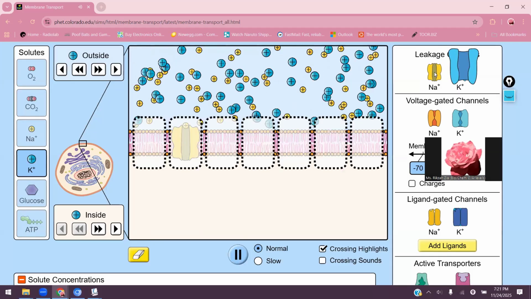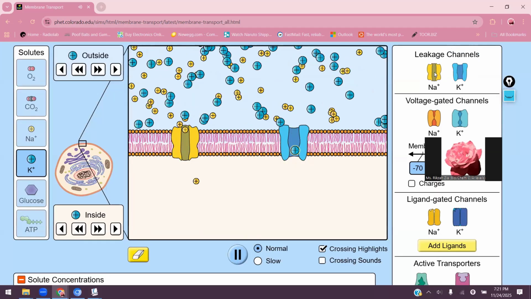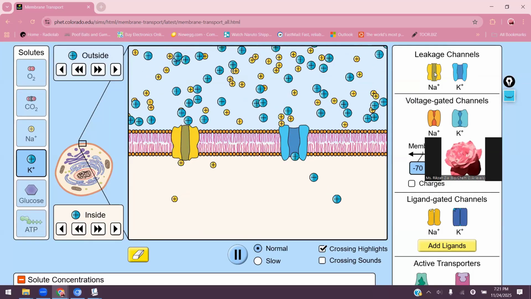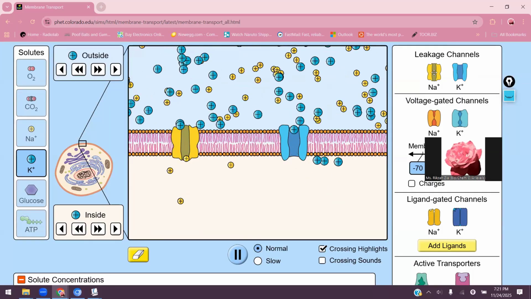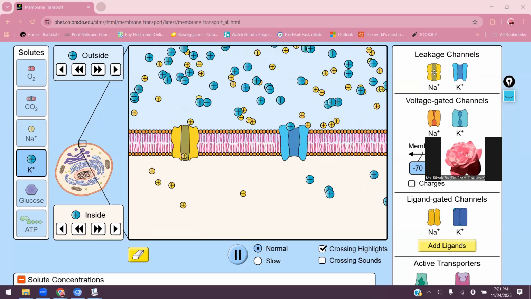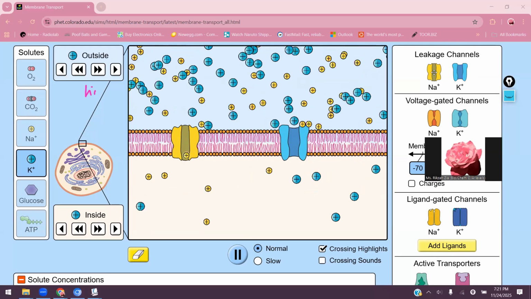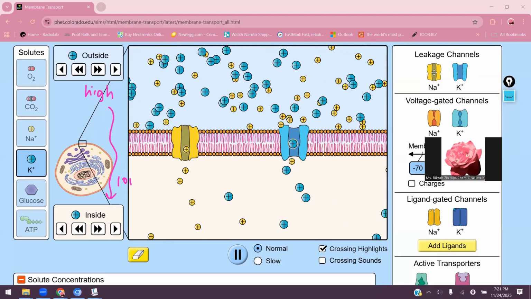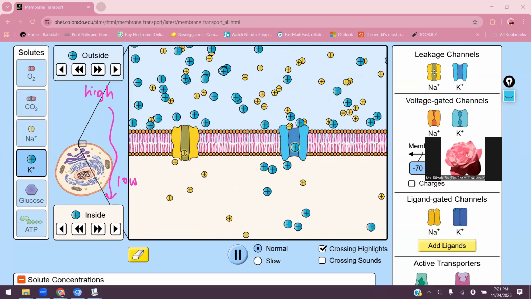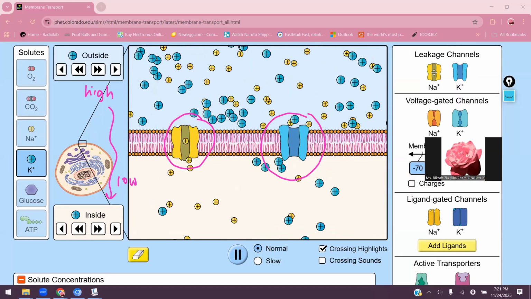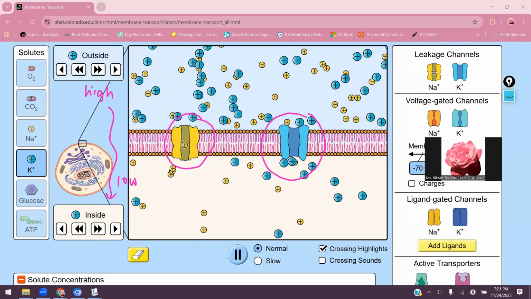So we have a few leakage channels for specific ions that let them pass through. This right here, by the way, is an example of facilitated diffusion because, as we can clearly see, the molecules are moving from an area of high concentration to an area of low concentration. But they're clearly being helped by these leakage channels. Hence the word facilitated, because they're being helped by something.